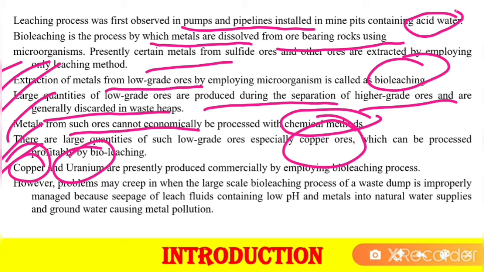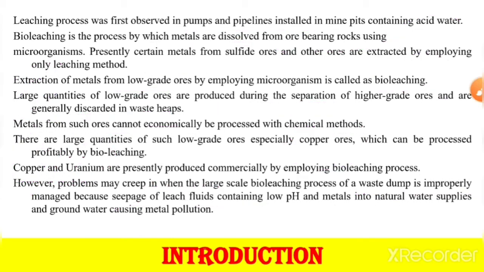However, problems may creep in when a large-scale bioleaching process of a waste dump is improperly managed, because of seepage of leach fluids containing low pH and metals into natural water supplies and groundwater, causing metal pollution. Now see, after the leaching process, if the waste water is transferred into natural water without processing, it will create water pollution and be harmful for the water fauna. That's why we have to transfer the wastewater with treatment.